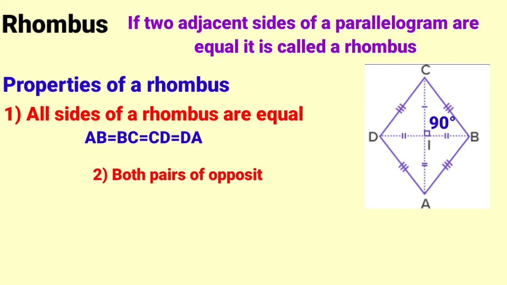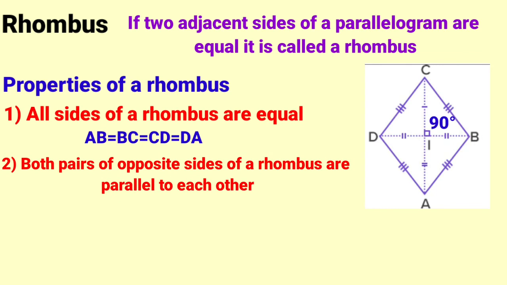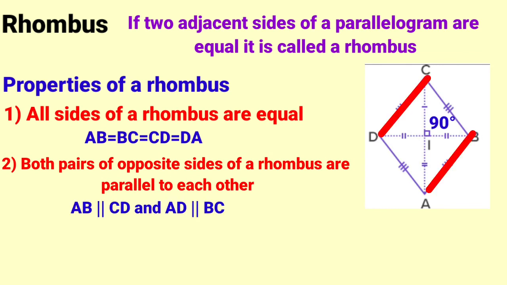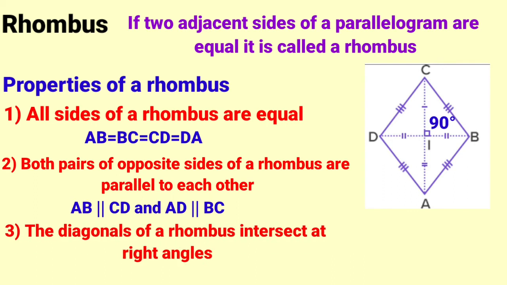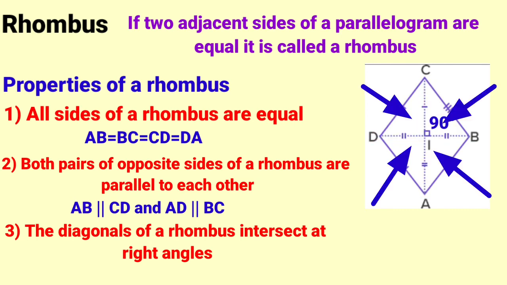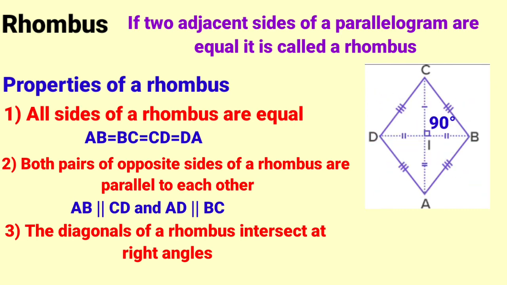Second, both pairs of opposite sides of a rhombus are parallel to each other. So AB is parallel to CD and AD is parallel to BC. Number 3, the diagonals of a rhombus intersect at right angles. So here we can see these two diagonals intersect at 90 degrees. So all these angles are of 90 degrees.